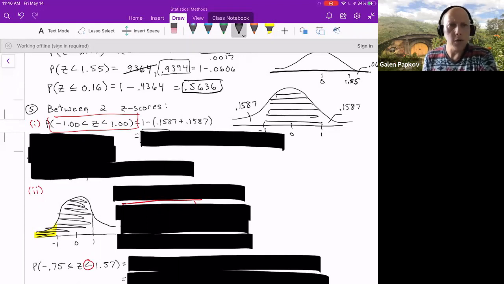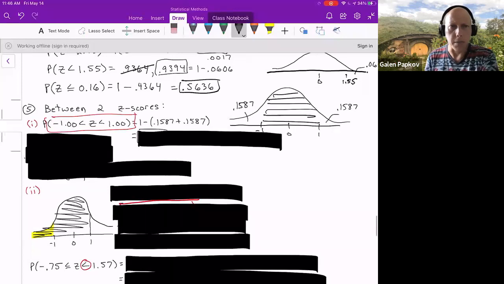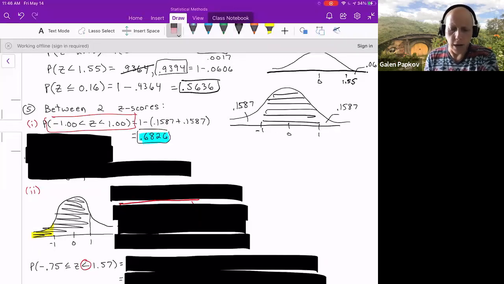So one approach that students often like is to get the tails, add them together, and subtract those from 1 in order to get the middle part. And that's what I've done here. And you will get 0.6826.